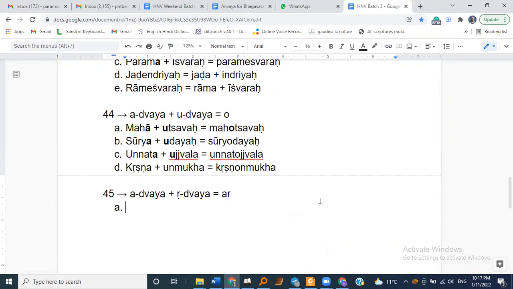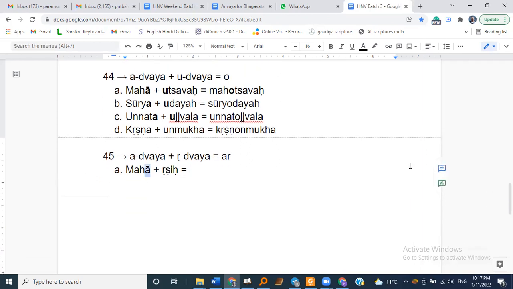For example, let's say Maha Yukta Hrishi. In this case, we have Advaya, one of the Advayas, Arama, followed by Rama. So both of them are replaced by Ar. And thus we get the word Maharshi. So the replacement Ar is there.